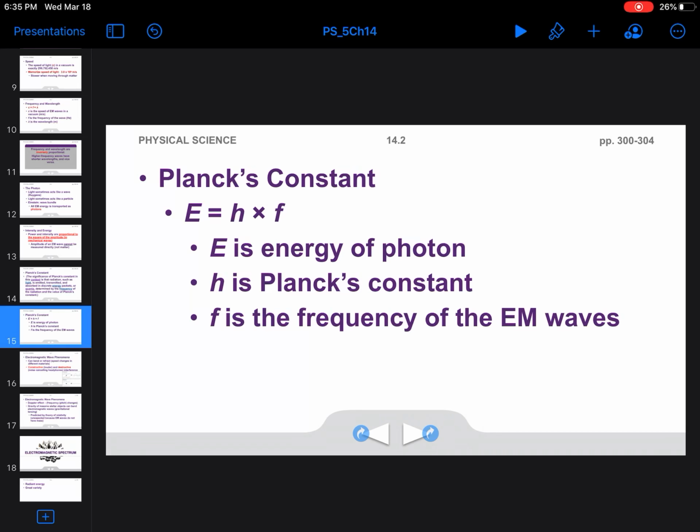Continuing with Planck's constant, we see the formula here that uses Planck's constant. It measures the energy of a photon. You see E is the symbol for the energy of the photon. H is Planck's constant, which is a very small value. I think it's like 10 to the negative 34th power. It's very small. It measures the energy of a photon, as you see, which is very small. And F is symbolizing the frequency of the electromagnetic waves.